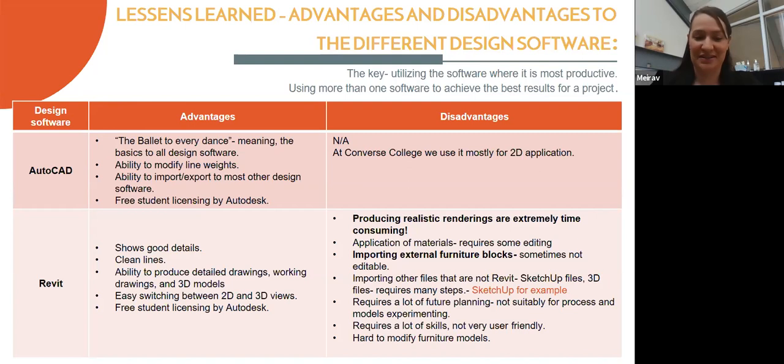It shows good details, right? When we're looking at the plans, the first floor, the second floor, the sections, the elevations, it's very easy to produce elevations and sections right out of Revit. All you need to do is put a line through and you have it, right? It produces nice clean lines, which we really like.